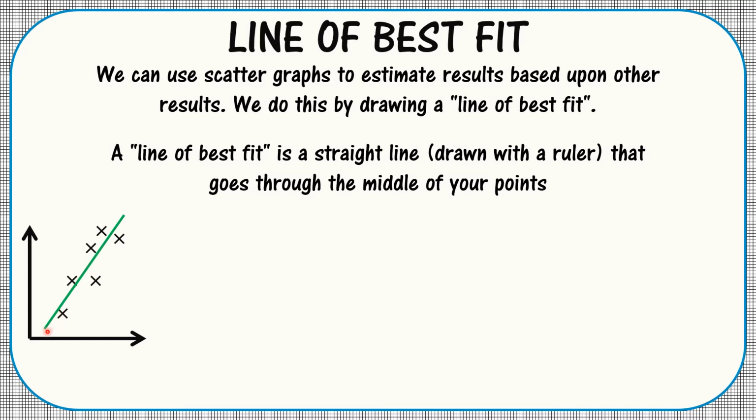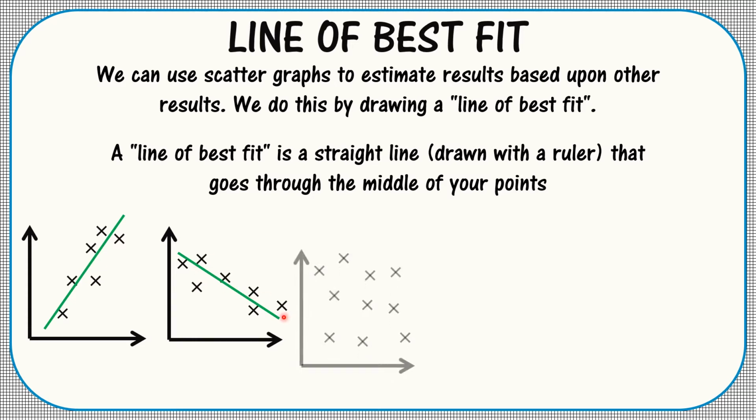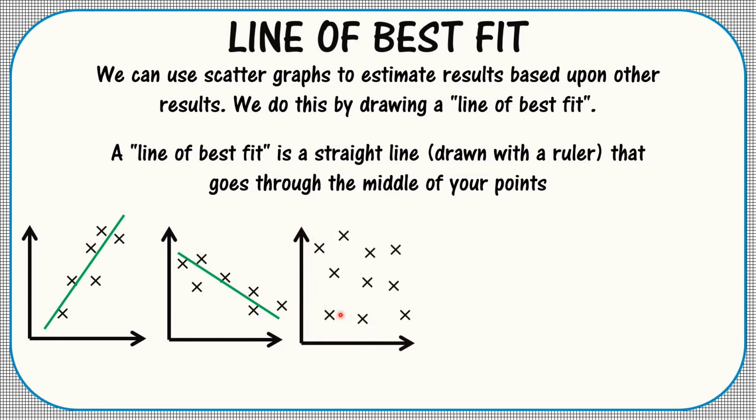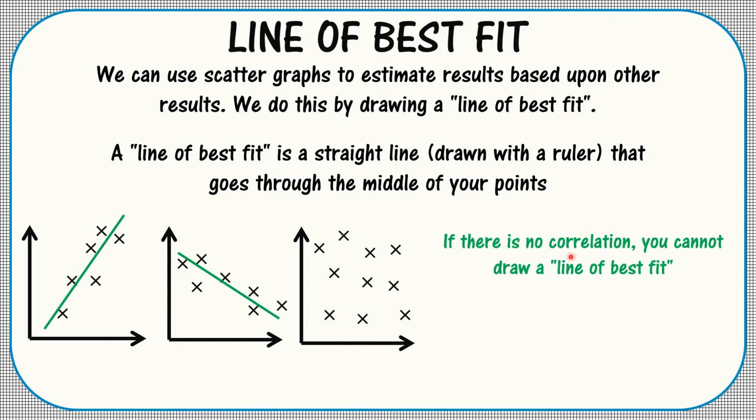As you can see from this line of best fit, it indicates that it is a positive correlation. For this next scatter graph, as you can see, the values are going down. So this is negative correlation. For this final scatter graph, we have no line of best fit. So if there is no correlation, you cannot draw a line of best fit.